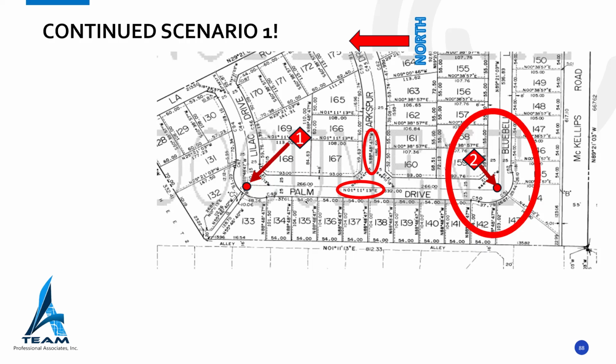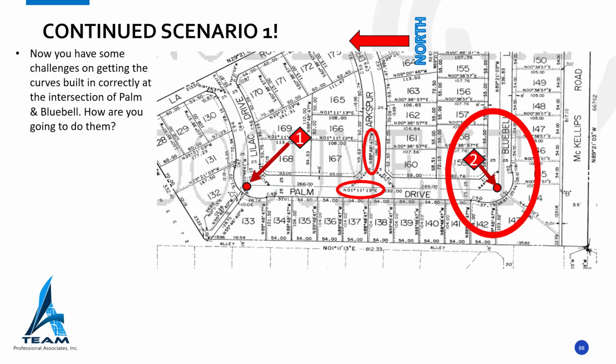So I've got some ellipses here now that are showing up, and I'm going to point those out for particular interest. You've got to learn how to analyze your plat, so that you can back yourself in about your strategy. How are you going to get this created? What's going to help you? So now you have some challenges on getting those curves built in correctly at the intersection of Palm and Bluebell, right? And I'm pointing to it in the area of your ellipse.